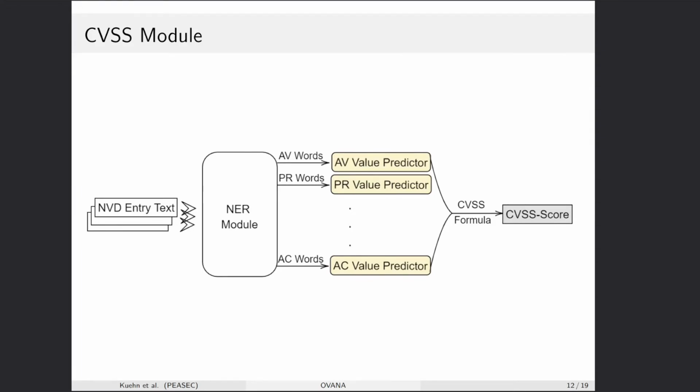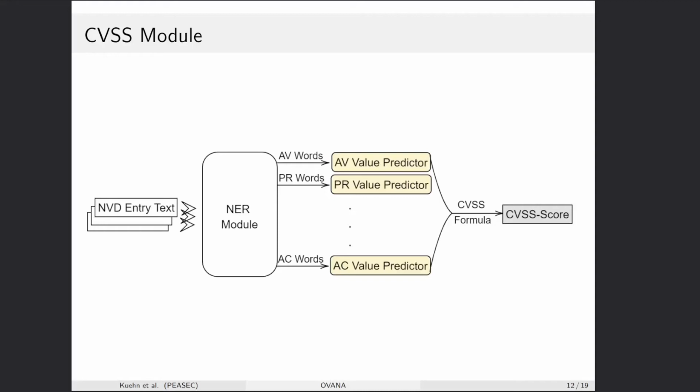And with this we get our first pipeline. The named entity recognition module pipes all words with the tags to the related CVSS submodule. For example, the words tagged with AV or attack vector are piped to the AV or attack vector CVSS value prediction submodule. This is done for all CVSS parameters.